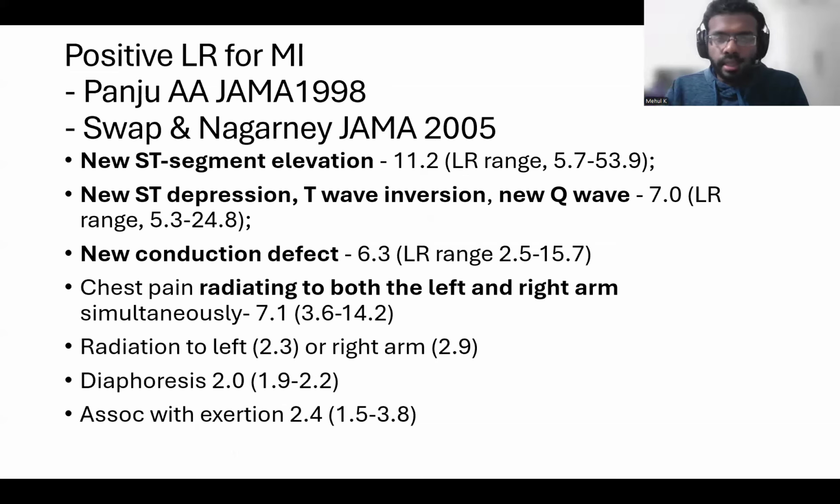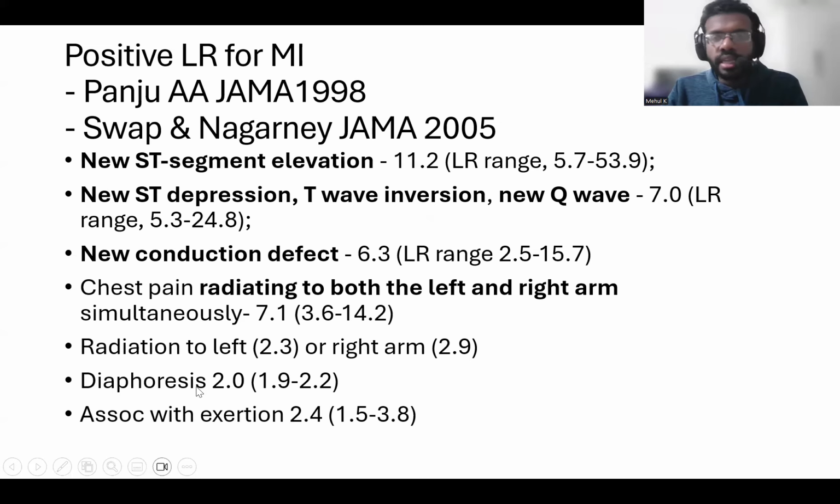Now, other studies: what are the most important things that will help you decide whether the patient is having MI? The positive likelihood ratios are best with, again, most of the best findings being ECG findings only: ST elevations, ST depressions, new conduction defects, T wave inversions, U waves, etc. The best history finding is radiation to both arms. So that is the best thing. Now, radiation to either arm is also moderately useful.